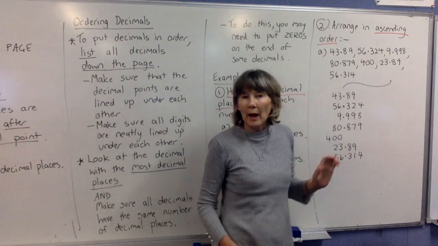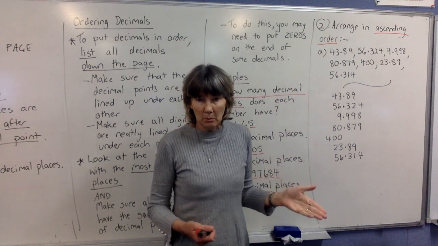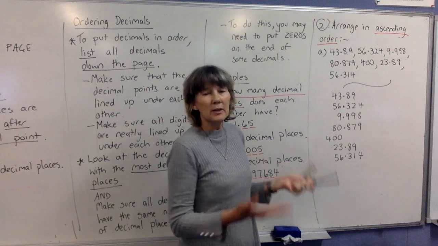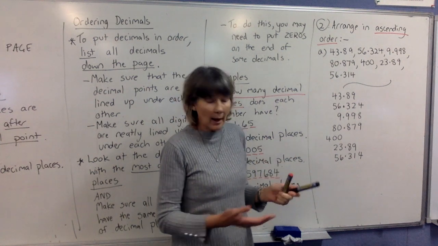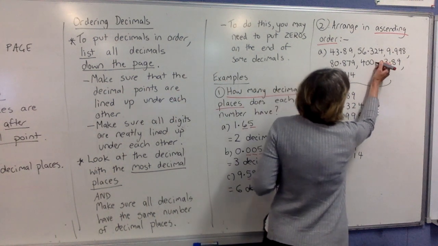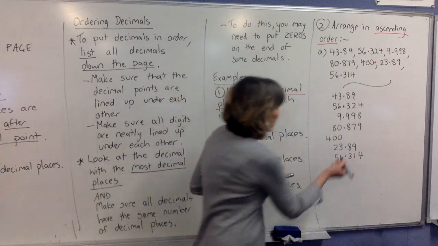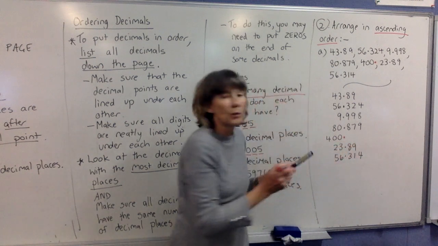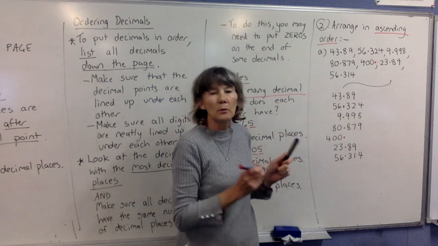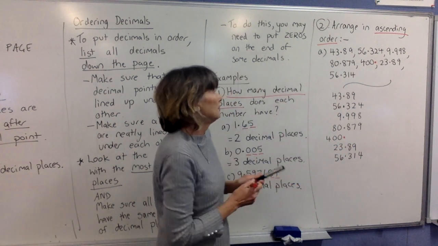Now when you get to the 400, 400 doesn't have a decimal point. Anything that doesn't have a decimal point does actually have one, and it's right at the end. So it's a whole number of 400. So the decimal point is right at the end. You can write that in with a red pen to show you put that in.